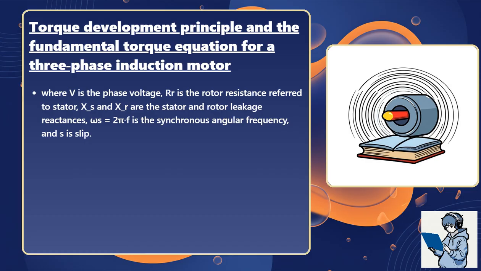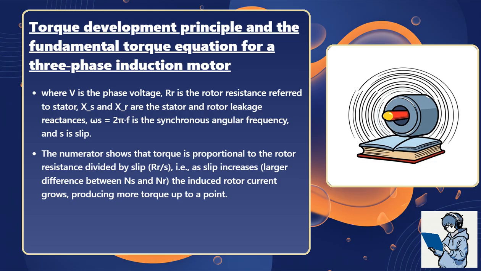Where V is the phase voltage, RR is the rotor resistance referred to stator, XS and XR are the stator and rotor leakage reactances. Omega S equals 2 times pi times F is the synchronous angular frequency, and S is slip. The numerator shows that torque is proportional to the rotor resistance divided by slip, RR over S.